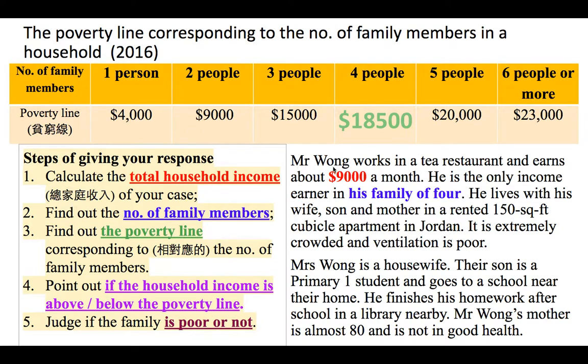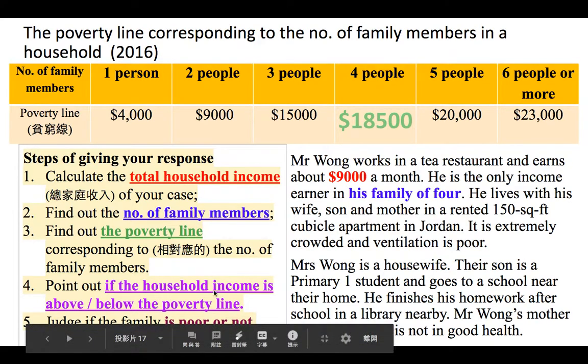But in Mr. Wong's case, he only gets 9,000. So, you can see the household income is below the poverty line. And we can judge that this family is poor.